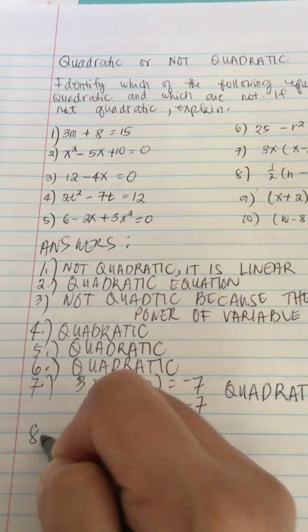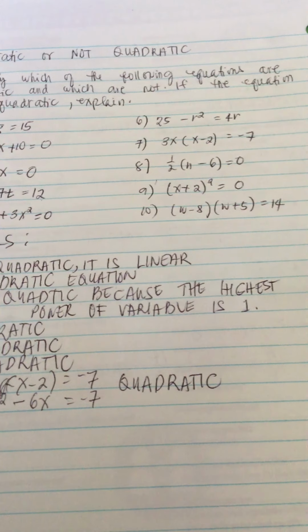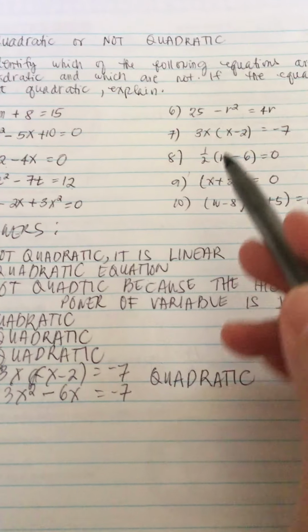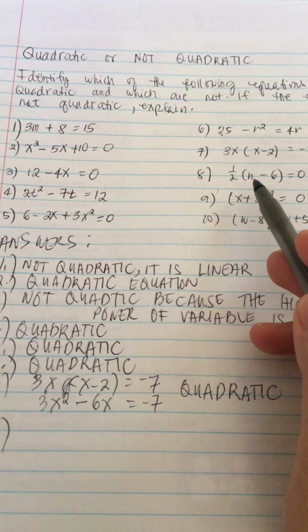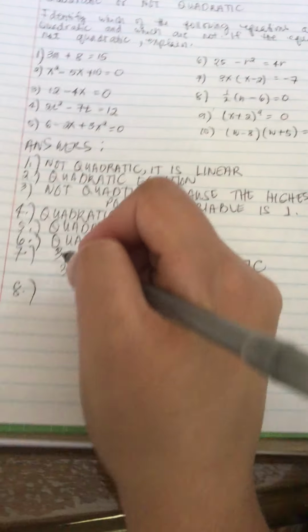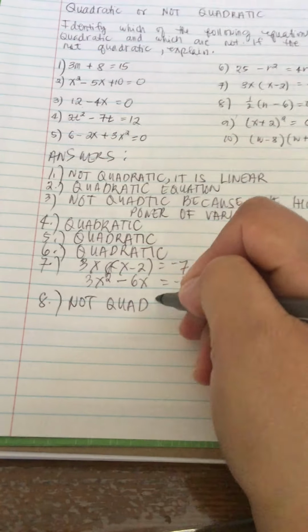So number 8, 1/2 n minus 6 is equal to 0. This is not a quadratic kasi the highest power of n is 1. So not quadratic.